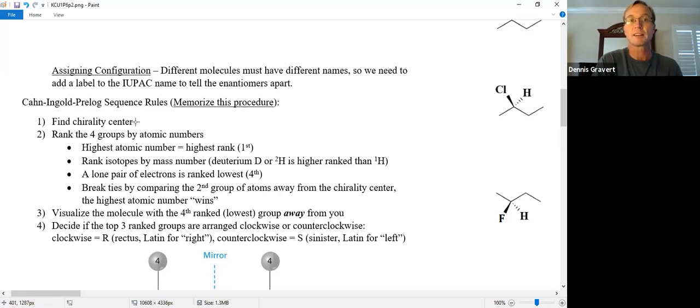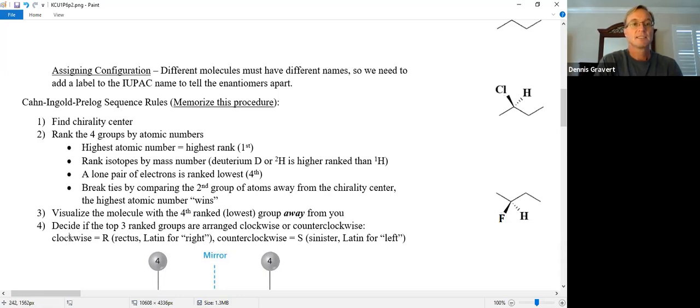So find the chiral center, rank those four groups based on atomic number, breaking ties by going out to the next set of atoms. Then you look at the molecule in such a manner that the fourth group is away from you. So what I mean is, in this drawing, the hydrogen's on a dash bond, that's going away from you. So hopefully the hydrogen is the last place group, fourth ranked. It is actually, so that's kind of nice. So this drawing is set up correctly for step 3. The fourth rank group, hydrogen in this case, is going away from us.